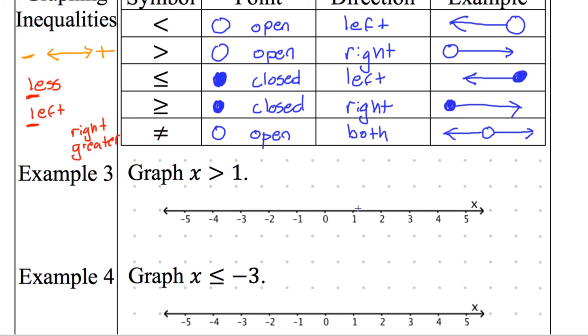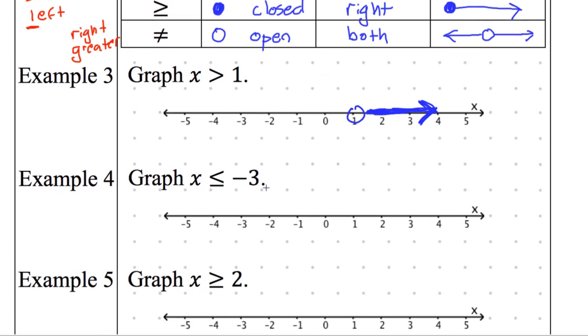So I'm going to go to 1. There it is. I'm going to do an open point. And I'm going to do a line. It's kind of hard to see, so make it nice and thick so you can see that you're actually going to the right, and do an arrow. All right. There is my graph of x is greater than 1.